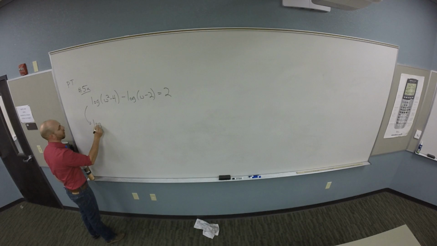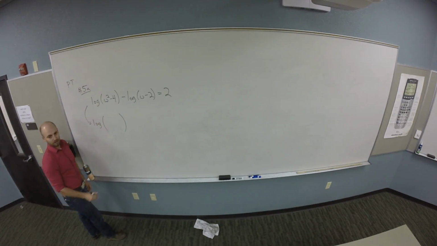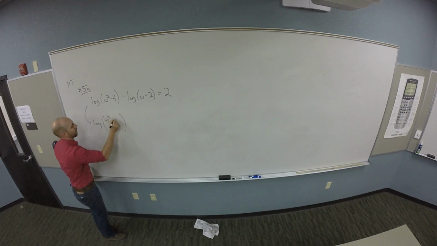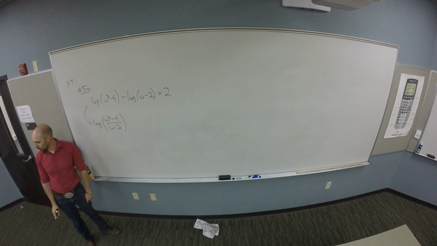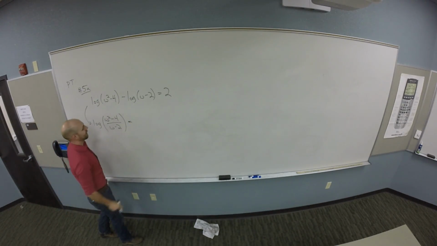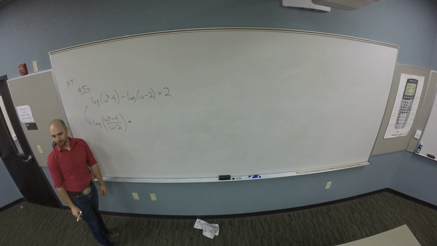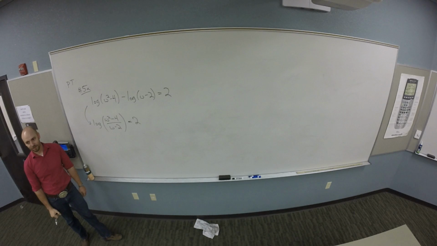So that can be log of w squared minus 4 over w minus 2. The argument of the first log divided by the argument of the second. Sorry, an argument is what you feed into a function. And this is going to equal 2. Didn't do anything to the other side.